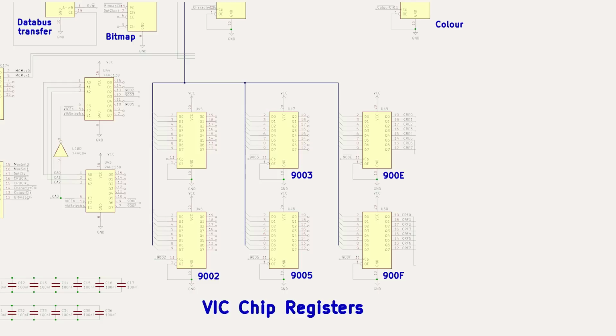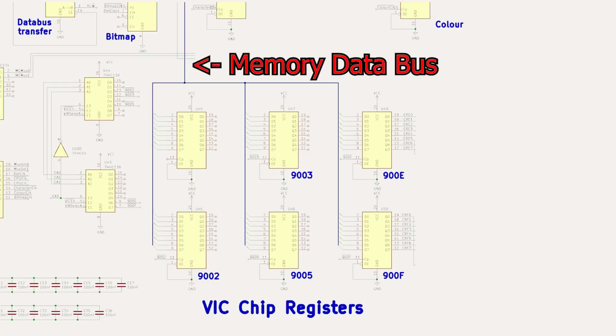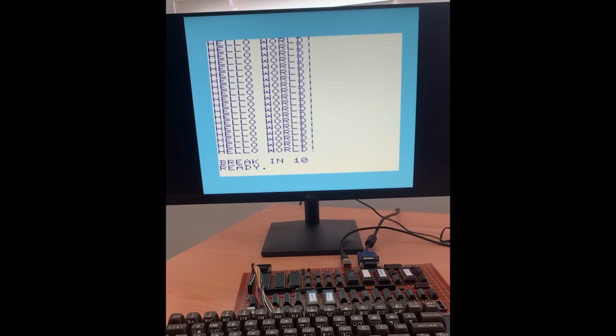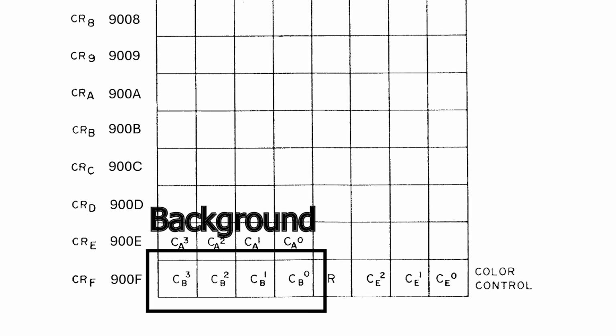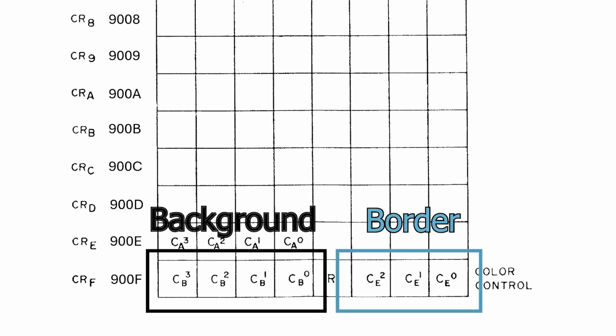The inputs to all of these registers come from the memory data bus, and the outputs will go to various parts of the circuit. Okay, so far so good. In this screen image, we can see three colors: the character color from the static RAM, and the background and border colors, which are both stored in the VIC chip. Interestingly, both the background color and the border color are stored at location 900F.